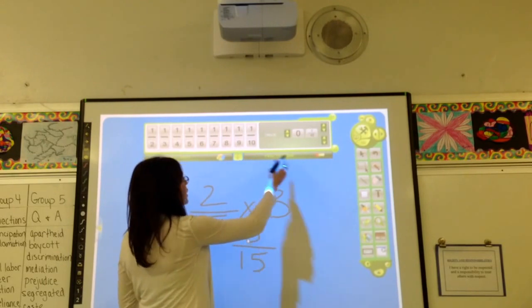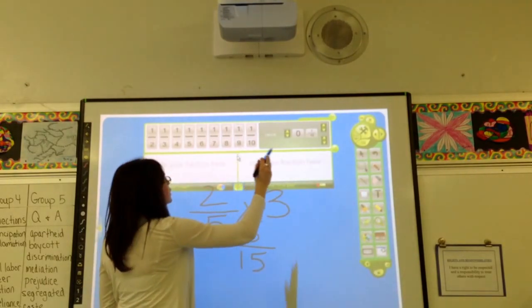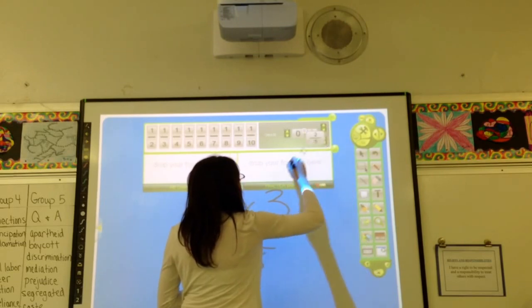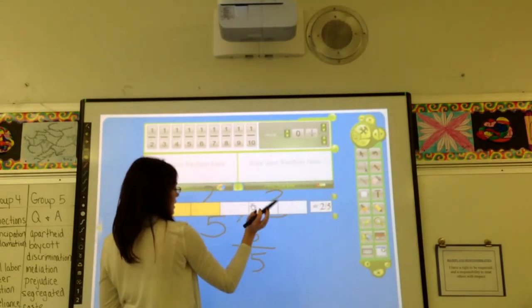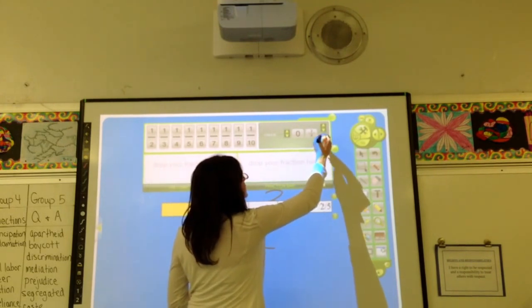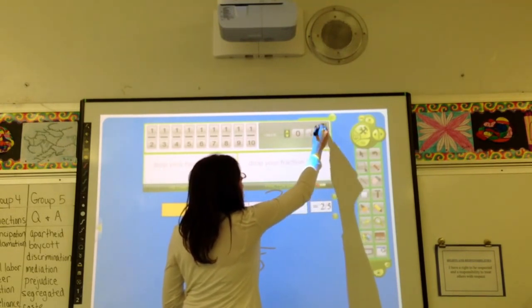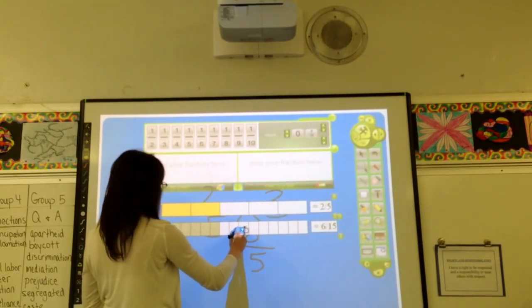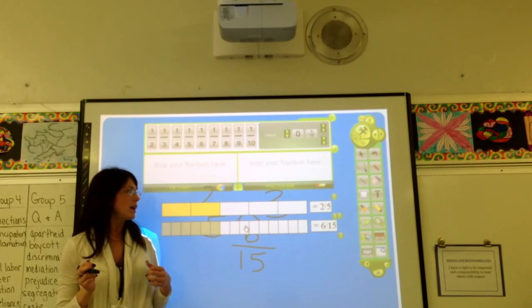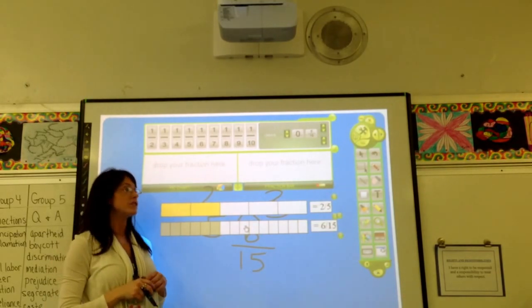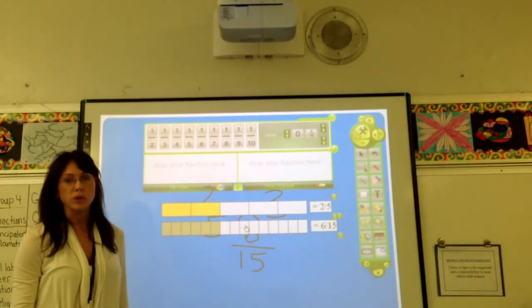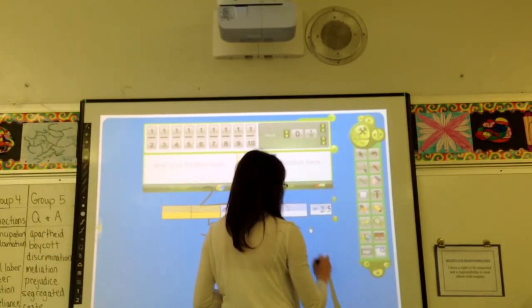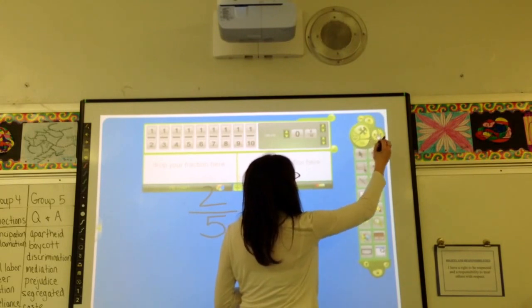Let's make a fraction bar and double check our work. 2/5. There it is. And 6/15. All right, and when I line them up, they are in fact the same. Different denominators, but they represent the same number. 2/5 is equivalent to 6/15. Okay, let's move on.